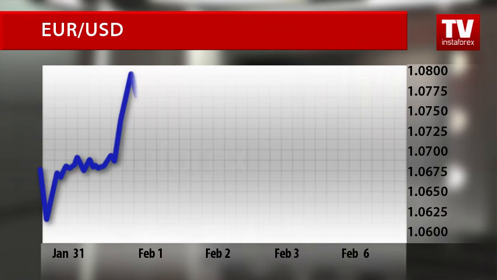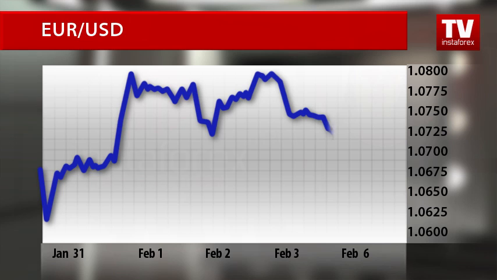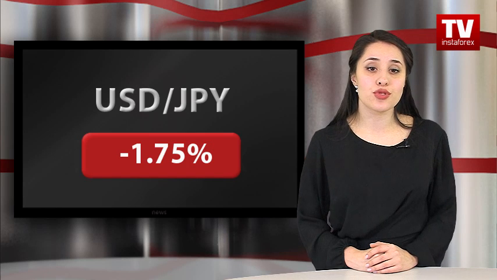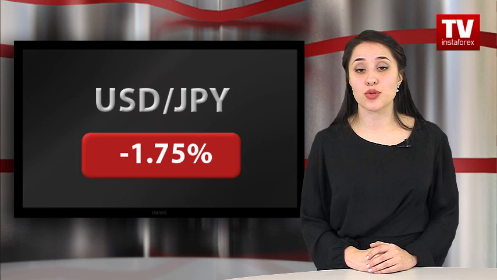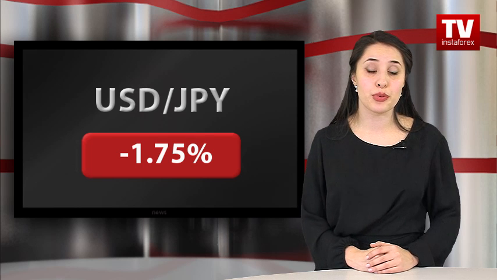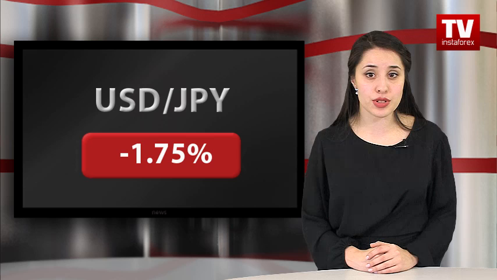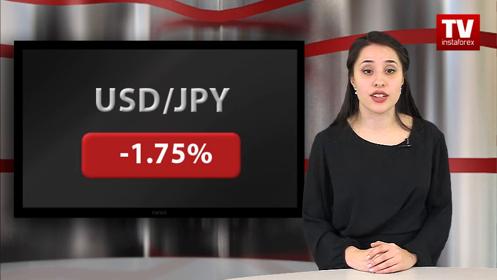On the other hand, the euro rose to 1.0783 against the greenback. The single European currency gained 0.61% last week. The dollar-yen pair was no exception. The yen strengthened 1.75% over the week. The greenback showed the worst dynamic against the yen since late June.